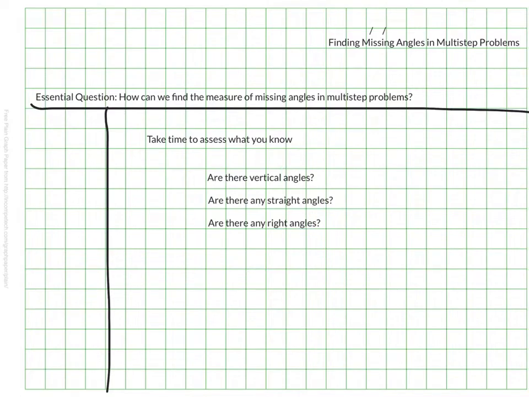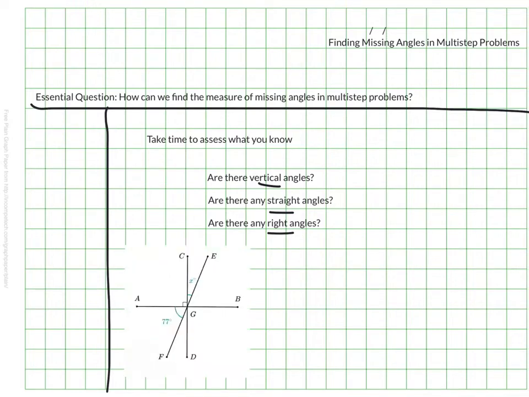Some tips that might help are to look for the following. Ask yourself, are there any vertical angles? Because we know vertical angles are equivalent. Ask yourself if there are any straight or any right angles. Look for these because they can often help you fill in missing information.